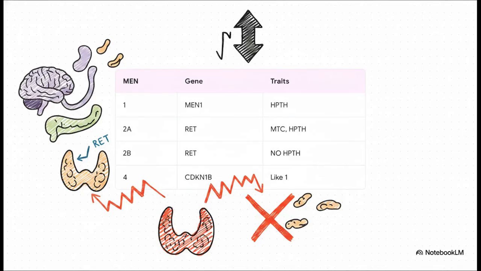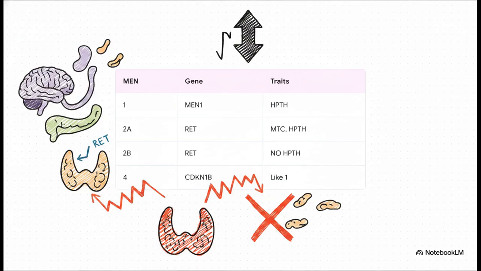This brilliantly illustrates the critical distinctions across the multiple endocrine neoplasia, or MEN, syndromes. Notice how MEN1 and MEN4 share a very similar clinical profile. They both feature hyperparathyroidism alongside pituitary and pancreatic tumors, even though they stem from completely different genes. Then you have MEN2A, driven by a RET proto-oncogene mutation, which includes hyperparathyroidism in about 20 to 30% of cases.